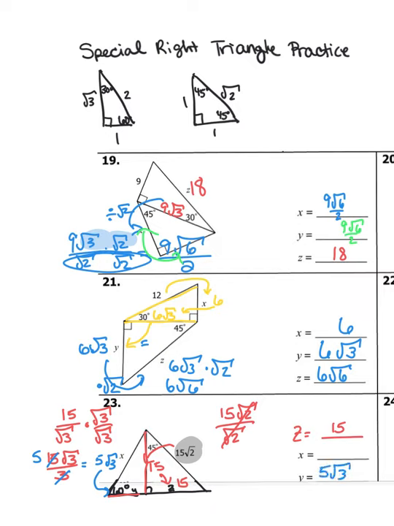So what do I do to go from my short leg to my hypotenuse? I need to multiply that by 2. 5 times 2 is 10 square roots of 3. I wish I had more room for that one. Go ahead and replay that if you need to. But again, 10 square roots of 3 is my hypotenuse because I multiplied by 2. 5 square roots of 3 is my short leg, and 15 is my long leg, which is also a leg of my 45, 45, 90 triangle.